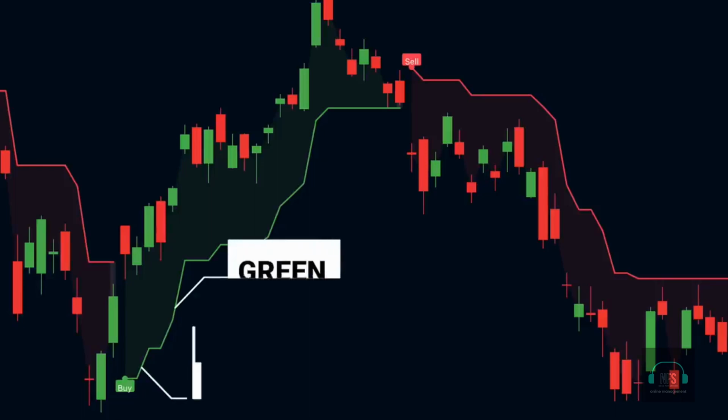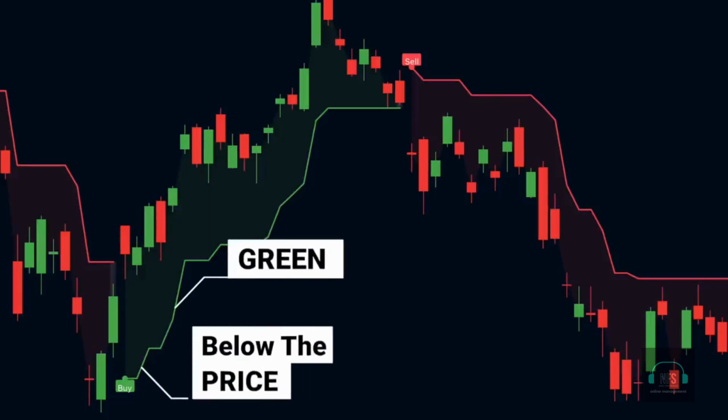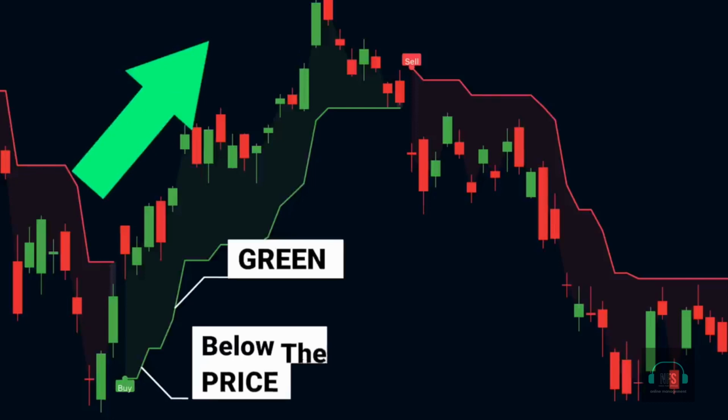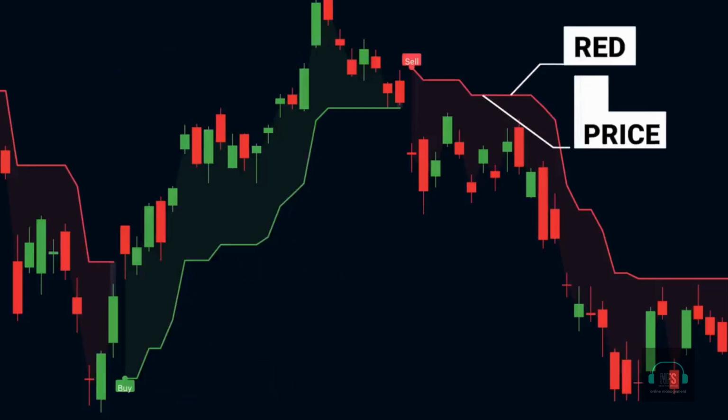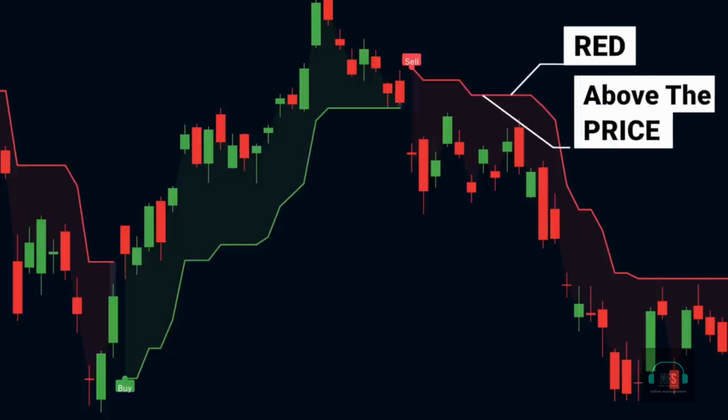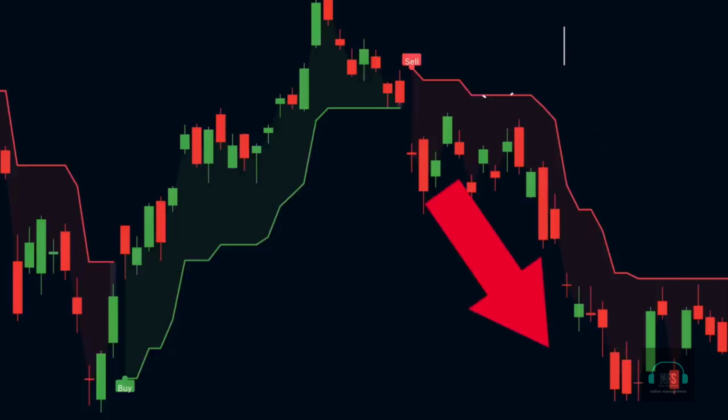If the SuperTrend is below the price and it's green in color, this signifies that the price is in an uptrend. On the other hand, if the SuperTrend is trading above the price and its color is red, then this signifies that the price is in a downtrend.